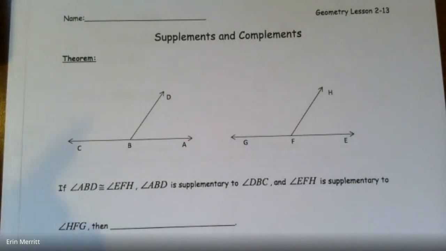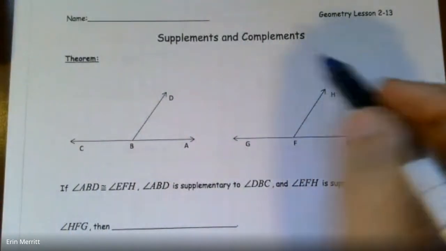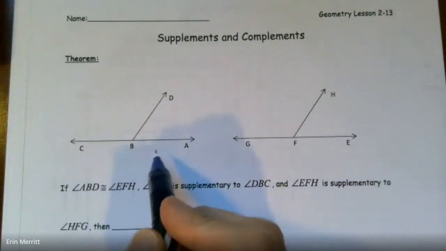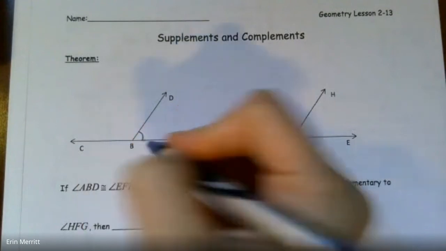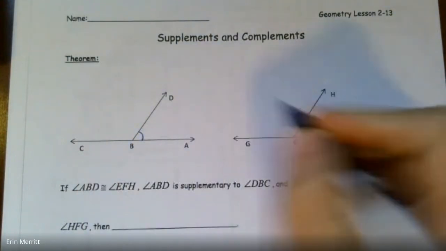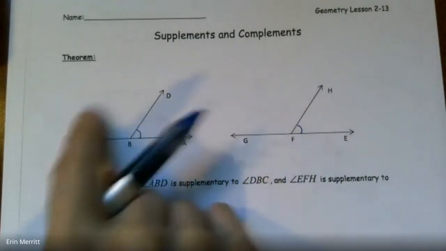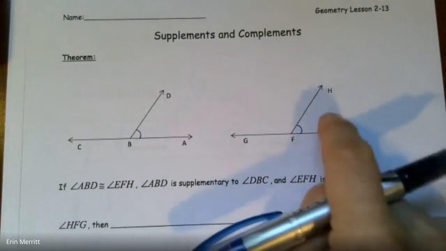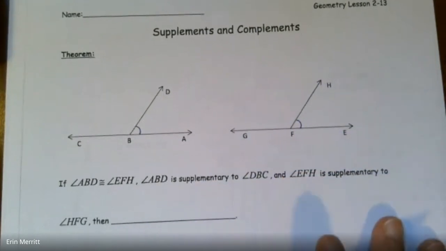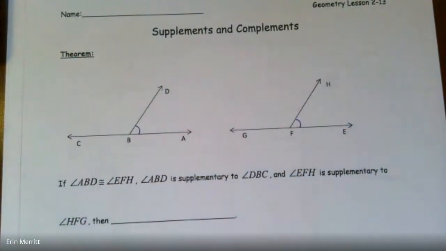If we have the given diagrams here and here, and they tell us that angle ABD is congruent to EFH. So let's mark that. ABD congruent to EFH. And ABD is supplementary to DBC, so the one next to it. And then EFH is supplementary to HFG, the one next to it. Then what we can say is that the supplementary angles are congruent.